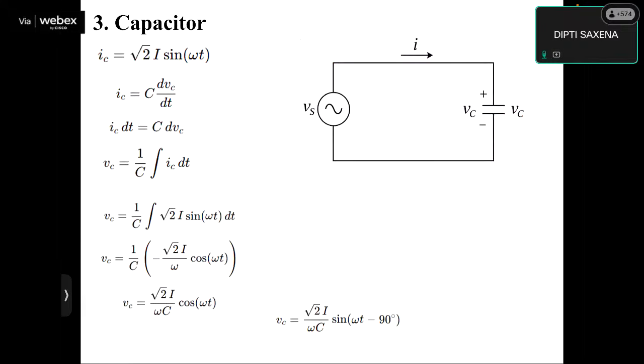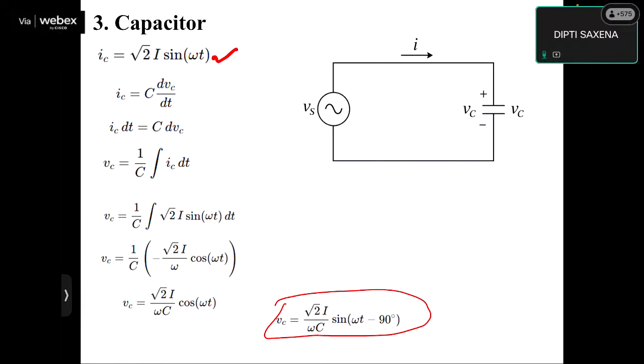In a similar manner, we can see the capacitor circuit. Let the current through the capacitor circuit be i equal to root 2 I sine omega t. We know the relation between the instantaneous voltage across the capacitor and the instantaneous current: Vc is equal to 1 upon C integral of ic dt, and here we get the expression for Vc when we solve it. Due to limitation of time, I'm not going through the derivation. It is simple basic mathematics.